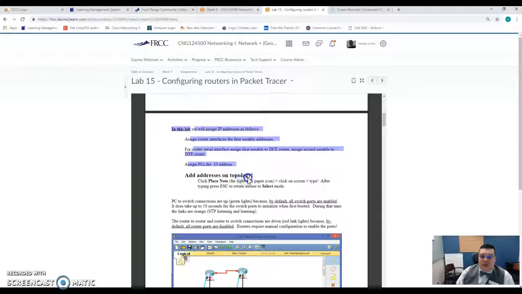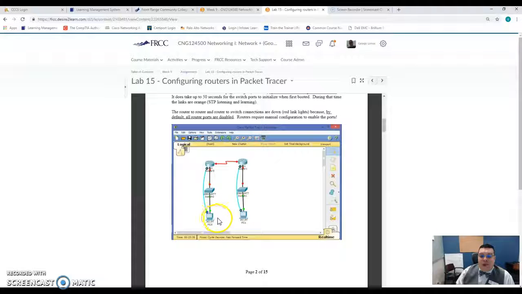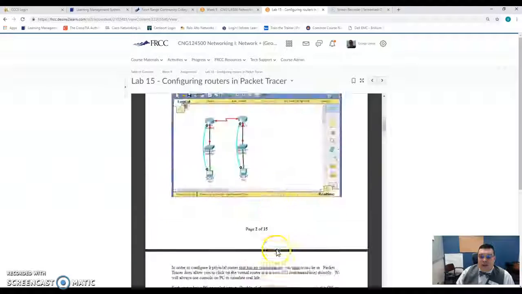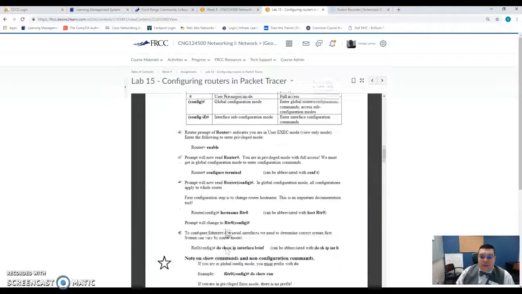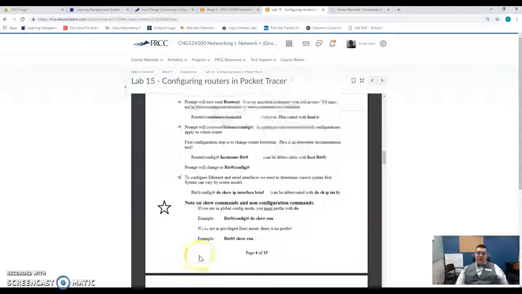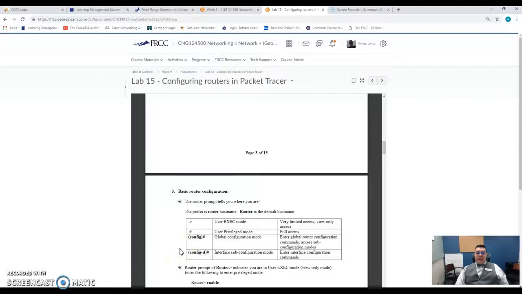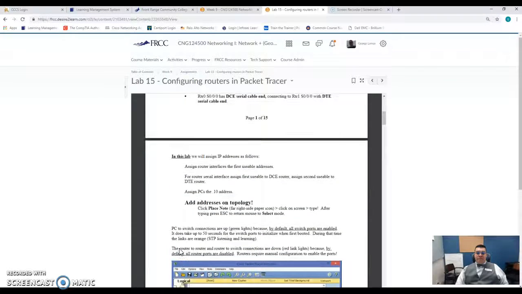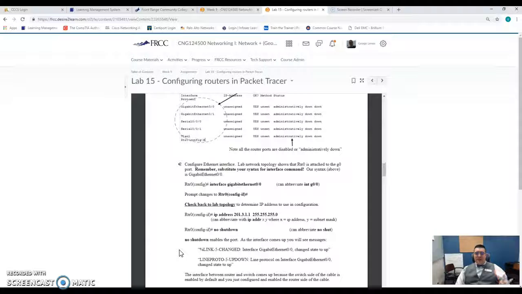And I do state it a few times, add address on topology. It makes it a lot easier trying to figure out your issues when you have all the information loaded onto your Packet Tracer. It's very important to follow the steps, and I don't know what happened there, but it looks like it might have done it on all my A, B's, and C's. But make sure to follow the lab step by step.